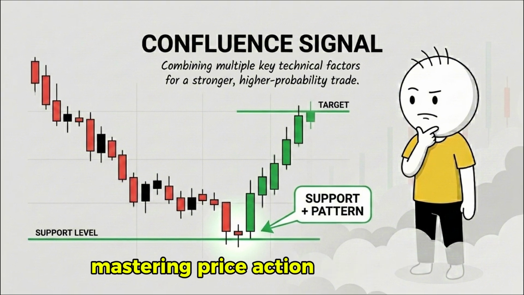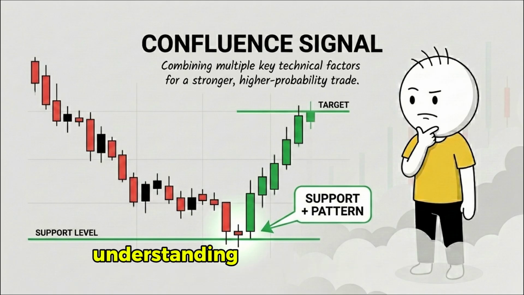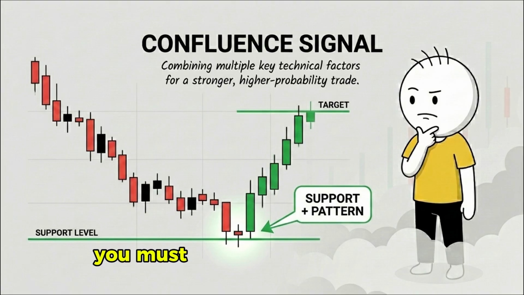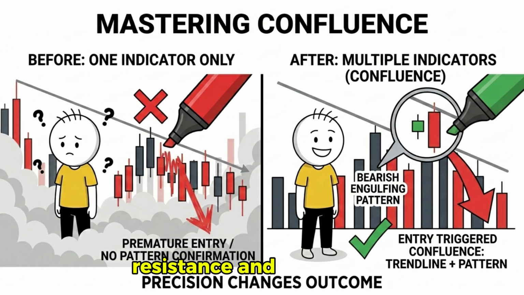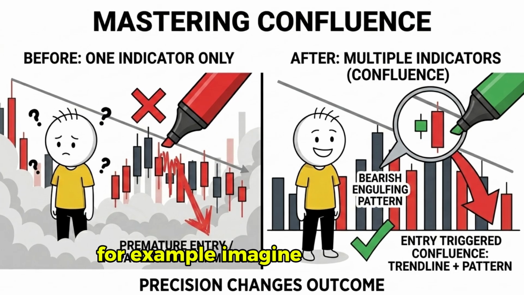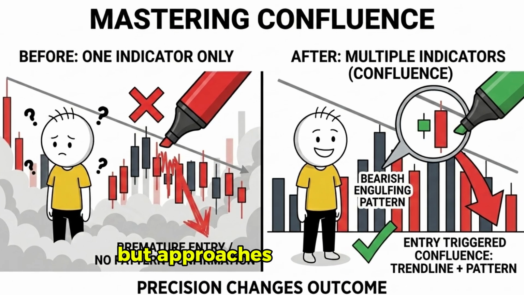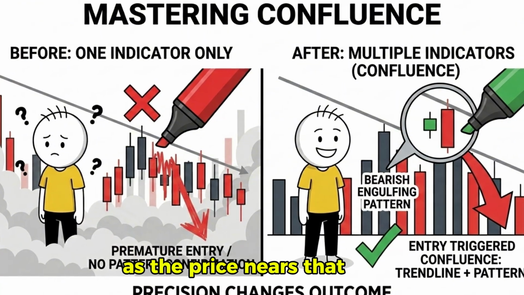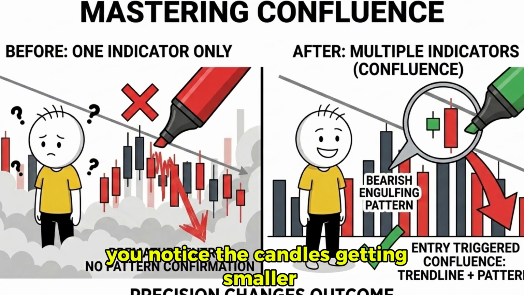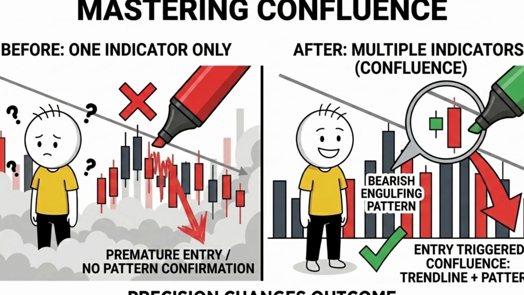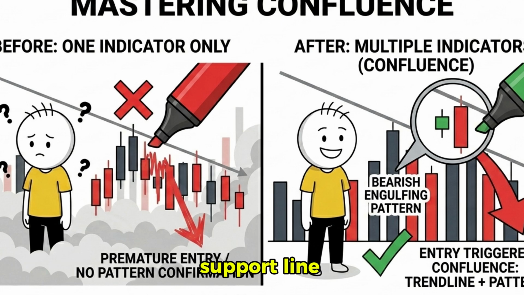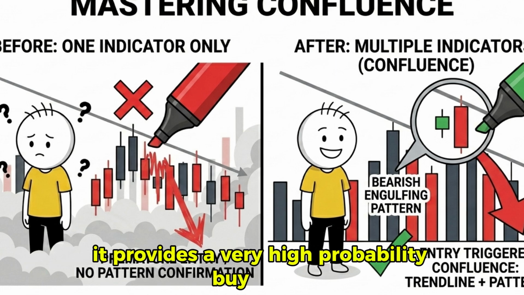Mastering price action confluence. Understanding these 7 patterns is a great start, but to truly excel, you must learn to combine them with price action concepts like support, resistance, and trend lines. For example, imagine the price is in a downtrend but approaches a previously identified support level. As the price nears that level, you notice the candles getting smaller, a sign of fading momentum. If a morning star pattern then forms exactly on that support line, it provides a very high probability buy signal.